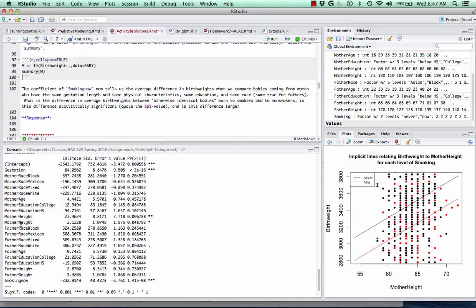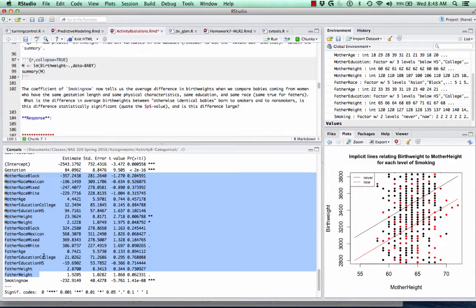Okay, so when we look at the coefficient of smoking now, it's telling us something actually really quite special here. Basically, we're assuming otherwise identical individuals, so essentially babies born to otherwise identical mothers and fathers. Mothers of the same race, the same age, educational level, height, weight, and the babies have the same characteristics for the fathers, the same father's race, age, education, height, and weight here.